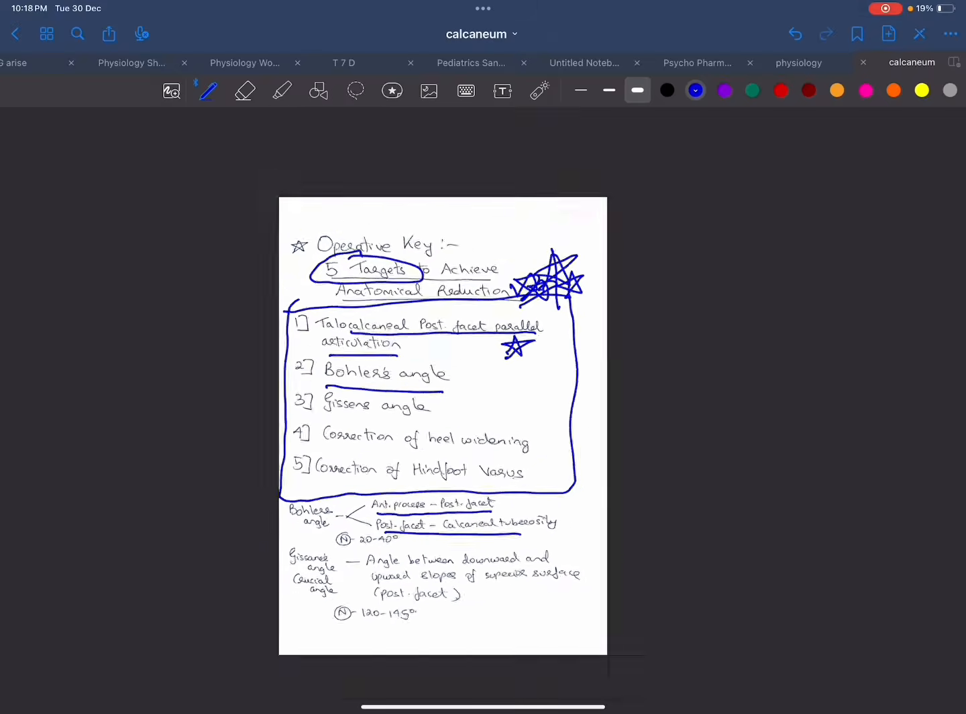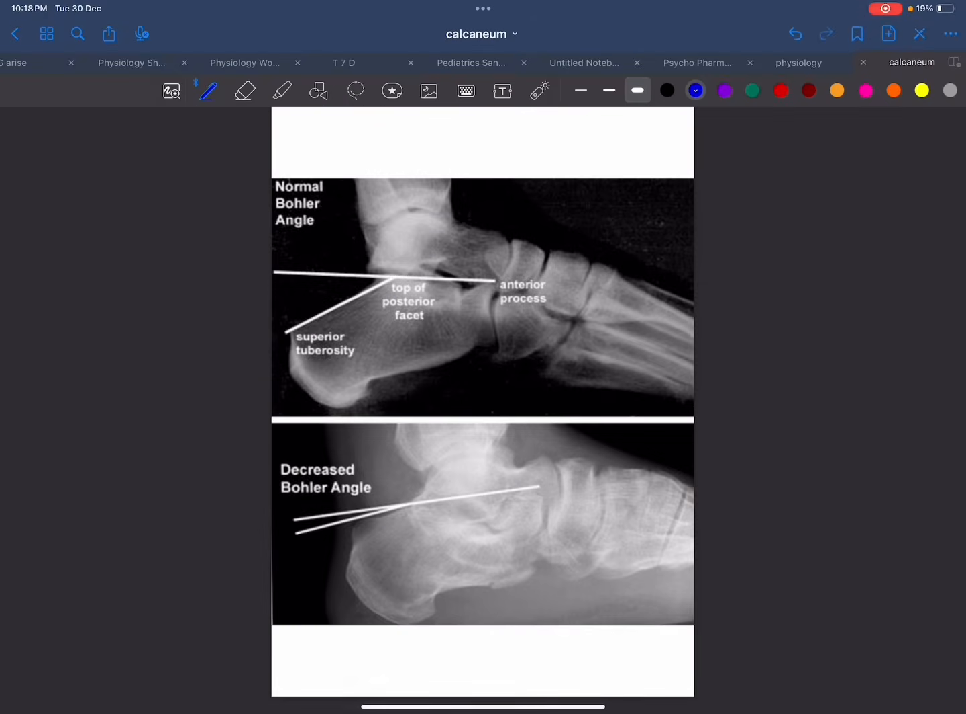Okay, so I will show. It might look very complicated, but it is very simple. What is Bohler's angle? It is the angle from the anterior process to the top of the posterior facet, so the first line is this. And the second line joins the top of the posterior facet to the superior tuberosity of the calcaneum. So this angle is the Bohler's angle. Normally it is between 20 to 40 degrees, which is important to be achieved intraoperatively.